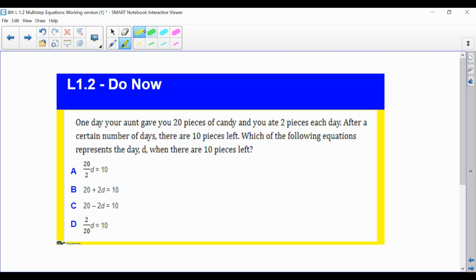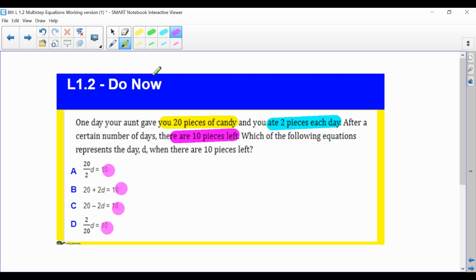One day, your aunt gave you 20 pieces of candy. That's what she gave you. Doesn't change. Gave you 20. You ate 2 pieces each day. After a certain number of days, there are 10 pieces left. Which of the following equations represents the day D when there are 10 pieces left? Okay, so we have all of these equal 10.